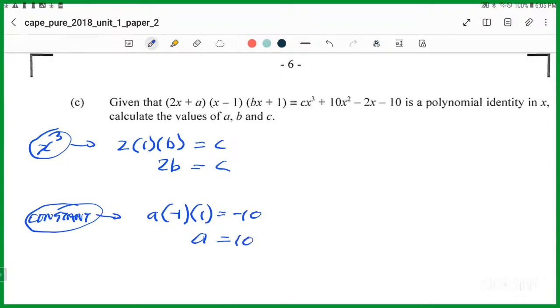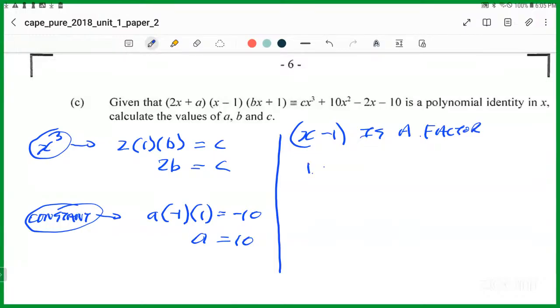And then the most important one, or the easy one, is to recognize that's a factor. So x minus 1 is a factor. Therefore, f of 1 is equal to 0.